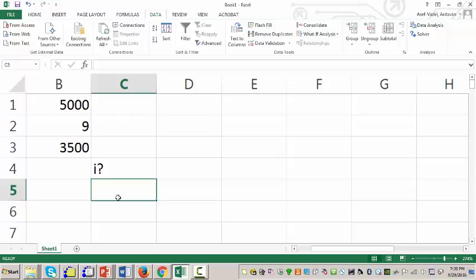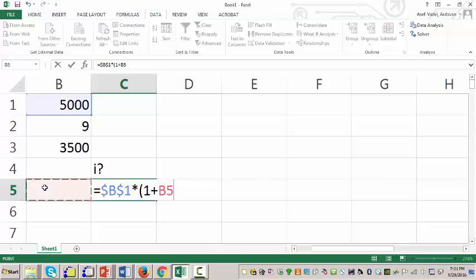We have said future value is equal to present value, and I like it because I am going to copy it down, multiplied by 1 plus interest rate, which I put it here, as I assume that is my interest rate, to the power of number of years, and I will lock it because I am going to copy it down. So all I did here, I just wrote down that formula, nothing else. F is equal to P times 1 plus I to the power of N.